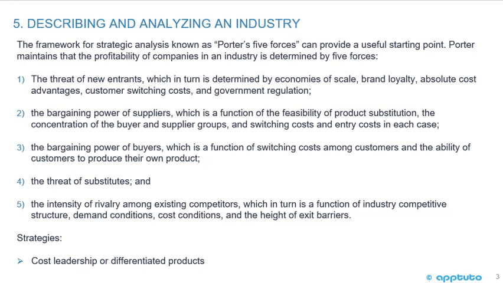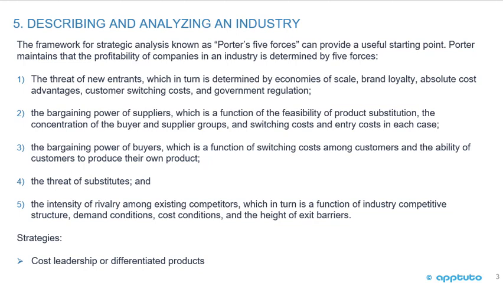Porter maintains that the profitability of companies in an industry is determined by 5 forces. Number 1, the threat of new entrants, which in turn is determined by economies of scale, brand loyalty, absolute cost advantages, customer switching costs, and government regulation.